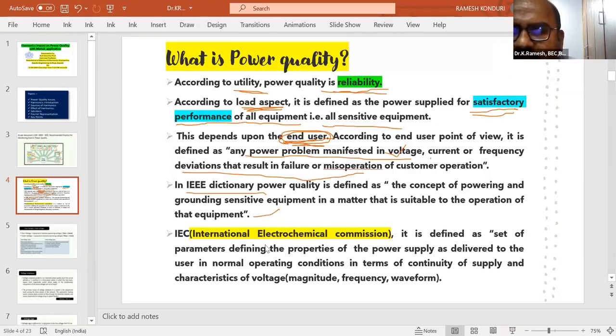Next, we have the IEC, International Electrotechnical Commission. It defines power quality as a set of parameters defining the properties of power supply as delivered to the user in normal operating conditions, in terms of continuity of supply and characteristics of voltage: magnitude, frequency, and waveform. So these are all the definitions from the power quality point of view.